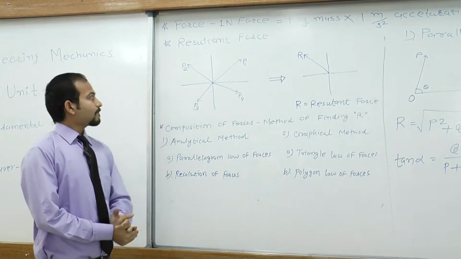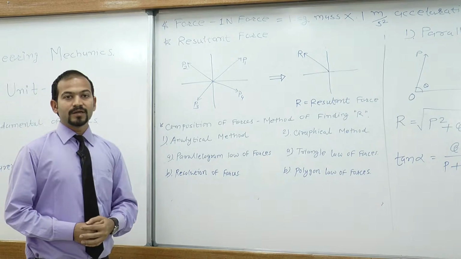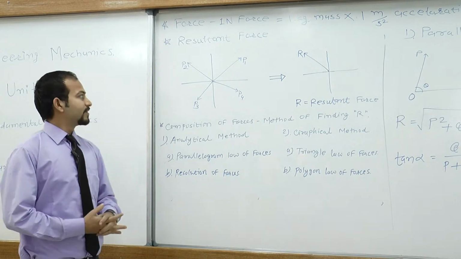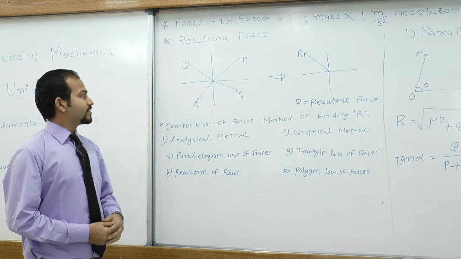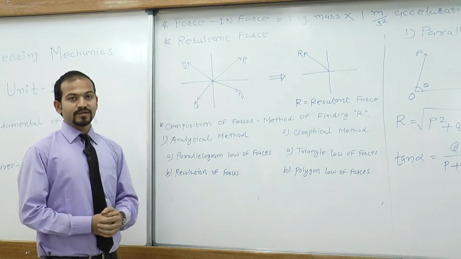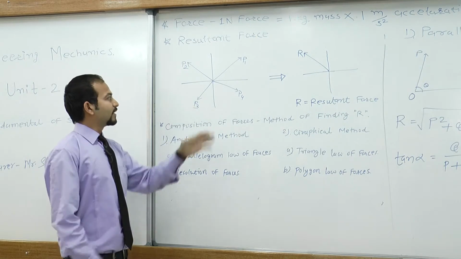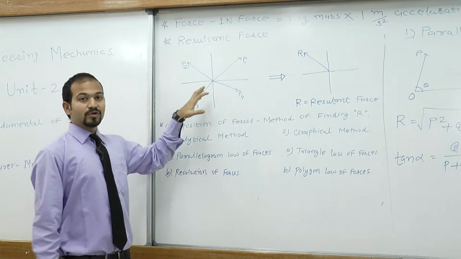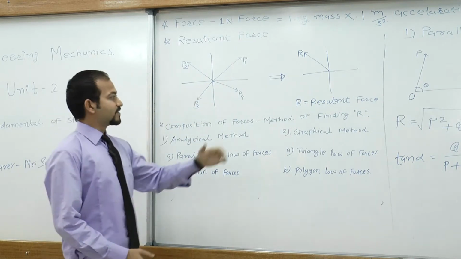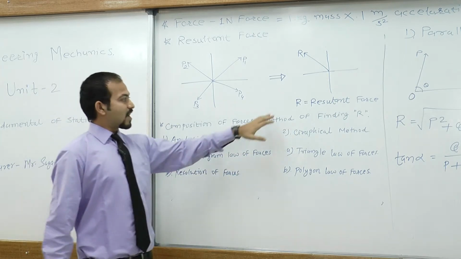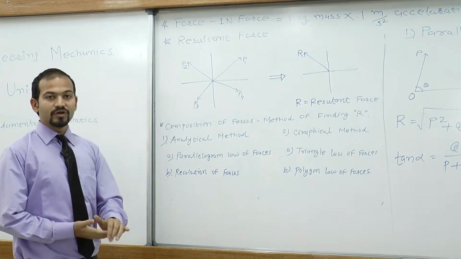Resultant force: if a number of forces acting on a particle are represented in magnitude and direction, then it is possible to find the single force which can replace all these forces and produce the same effect as they all produce. For example, forces P1, P2, P3, P4 acting on a particle can be replaced by a single resultant force. Resultant force is denoted by R, and as I said before, the unit of force is Newton.